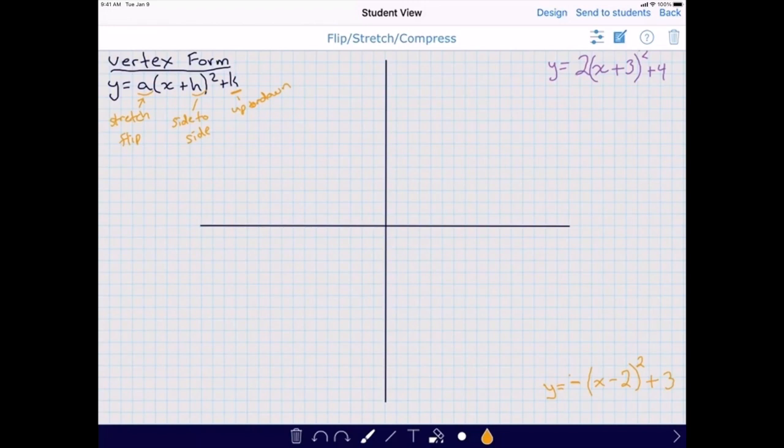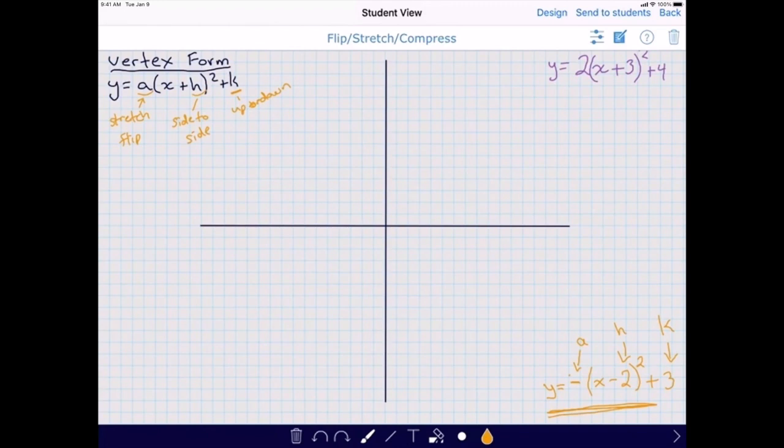Now let's look at the equation on the bottom right. That is y equals negative, and then in brackets, x minus 2, squared, plus 3. So you can see that the A is negative 1, the H is negative 2, and the K is 3. Because it's a negative, the basic parabola is going to be flipped, and there isn't another number, it's just negative 1, so it's not going to be stretched or compressed.